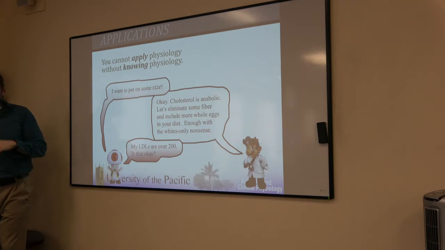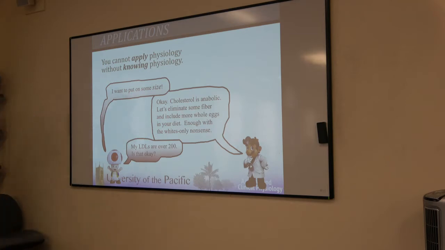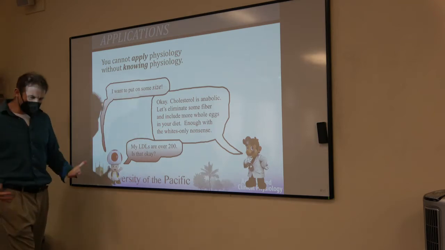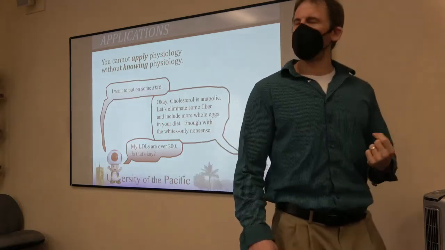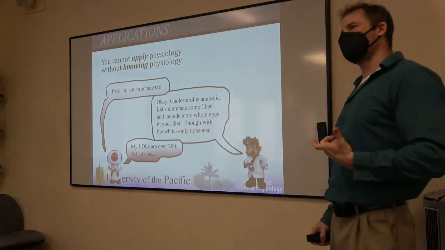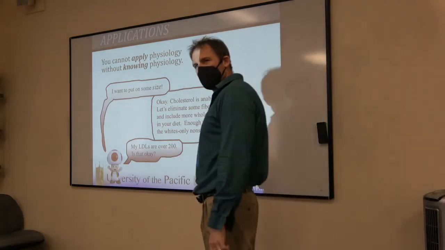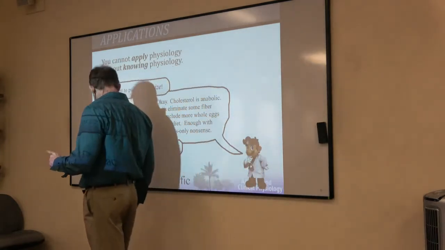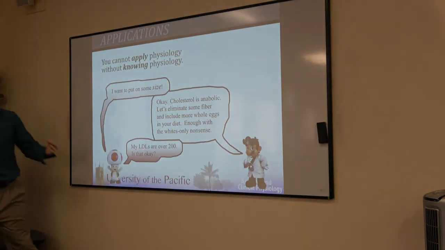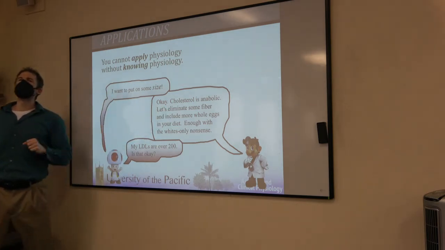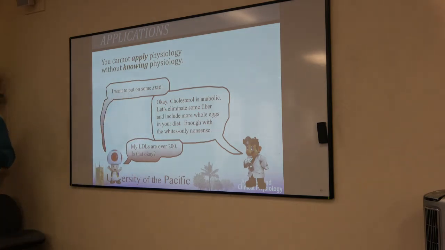My LDLs are over 200, is that okay? This one's a little more obvious, right? So we have to consider cardiovascular risk here. Toad may be at an elevated risk of adverse cardiovascular events owing to his lipid profile. And while he wants to put on size, he's tiny, right? Toad is tiny, he wants to put on size. That might not be the best way of doing it. There's going to be some more advantageous, less risky ways for Toad to put on size.